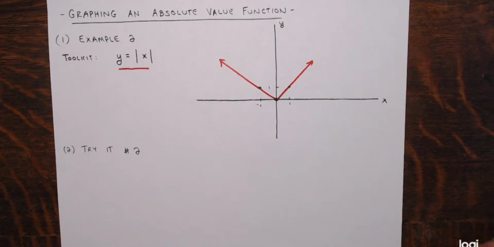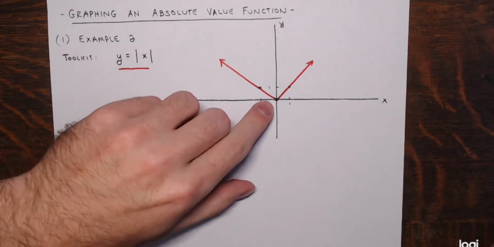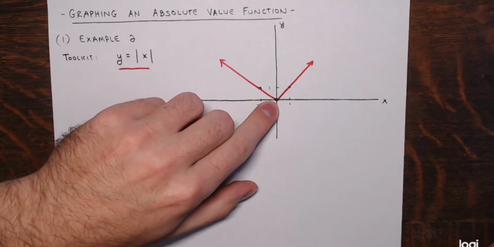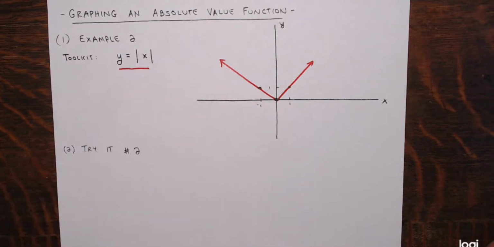So looking back at the graph, the lowest point of this V shape is (3, -2). So there's definitely going to be some shifts eventually, because the lowest point of our toolkit function is (0, 0). We're going to be moving right 3 and down 2 eventually. But first I want to do a vertical stretch or compression.